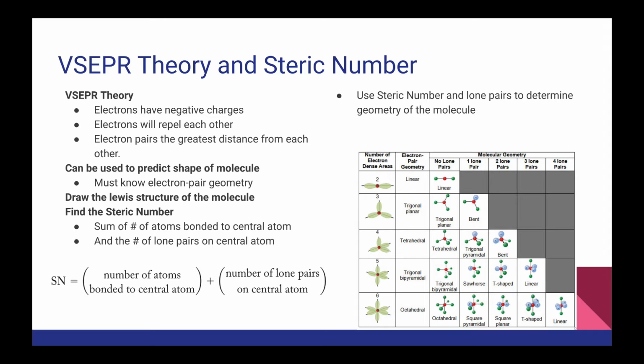If we have 3 electron dense areas, then we have a trigonal planar molecular structure. However, if we have a lone pair, then the molecular geometry is bent. This is because the lone pairs on the central atom will still repel the other electrons. If we have 4 electron dense areas, then we have a tetrahedral molecular geometry. We can use the steric number and lone pairs to determine other molecular geometries as well, such as trigonal bipyramidal and octahedral. That basically summarizes how we can use VSEPR theory and steric numbers to determine molecular geometry.